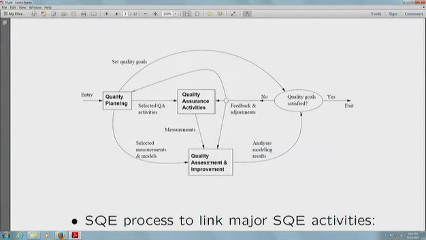So that's the basic idea: you're not just performing those quality assurance activities in isolation, but you need some planning, and you need monitoring and control mechanisms. That's your software quality engineering process.